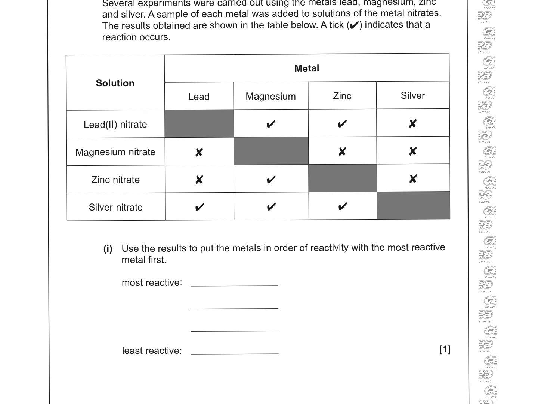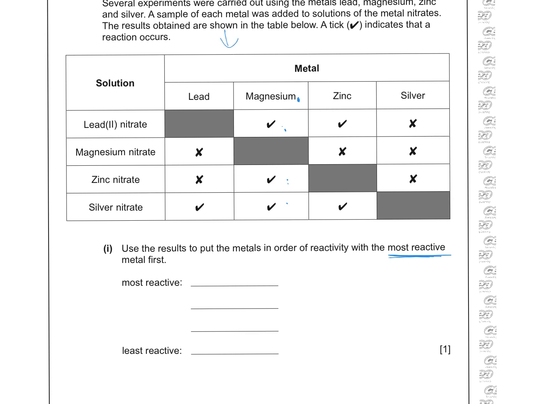On to C, part 1. We have to use the table to put the metals in order of reactivity, and we're starting with the most reactive one first. Well, the way we work this out is to see which metal has the most ticks. So we can see from magnesium that it has 3 ticks. Now, I'm not looking across this way. These are the metal solutions. So just be careful with that. We're looking down the way.